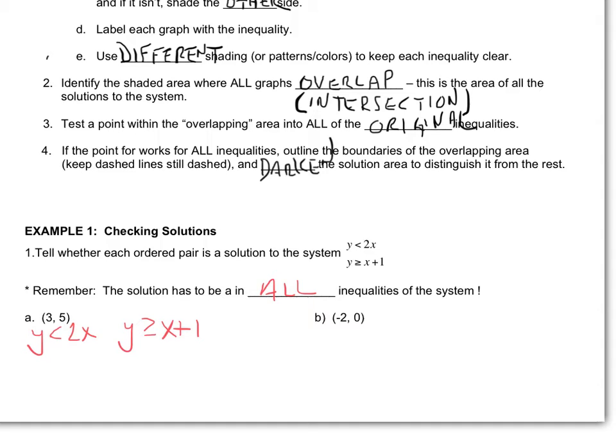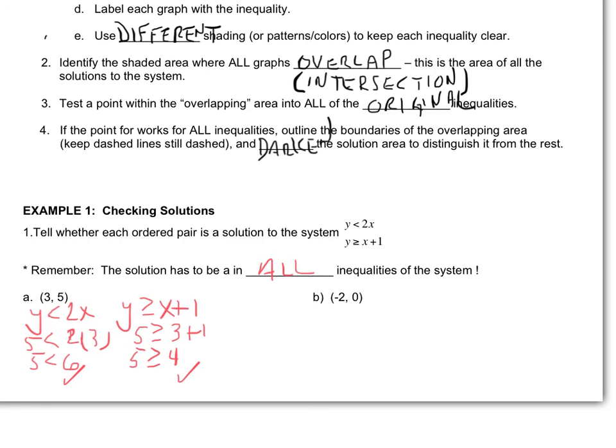So I just plug in the point. I get 2 times 3, the x goes in as a 3. Is 5 less than 6? Yes, 5 is less than 6, so that is a true statement. Next, 5 is greater than or equal to 3 plus 1. Is 5 greater than or equal to 4? Yes. So what we can answer here is that this point, (3, 5), is a solution.